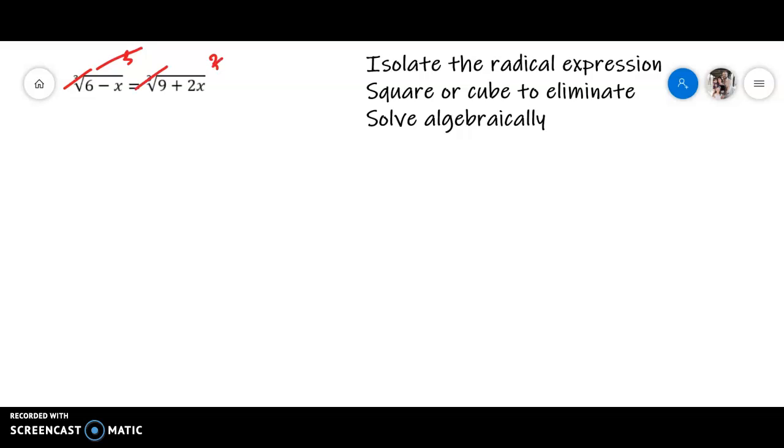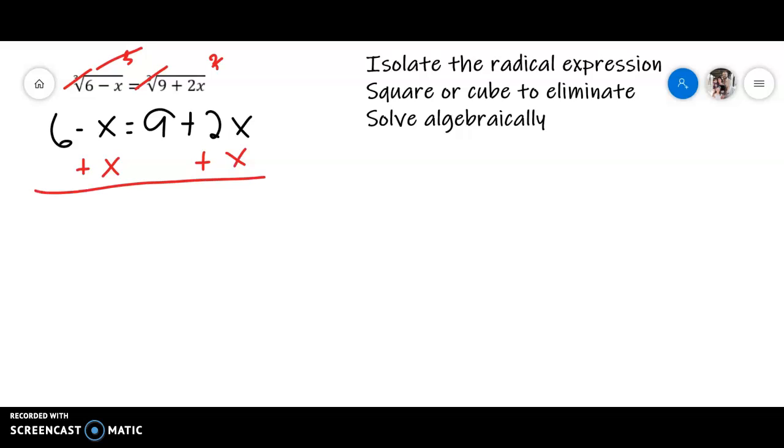Now what does that leave me with? It leaves me with, on the left side, 6 minus x. On the right side, it's 9 plus 2x. So if I wanted to solve this one, I could move the x's to one side. In this case, I could add x to both sides first if I wanted to. I could also subtract 2x. It doesn't really matter. But that'll cancel out. So 6 is equal to 9 plus 3x.